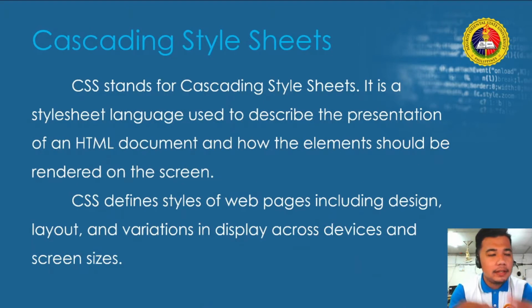So cascading style sheets, again, this is just a review. For sure you've already known this from last semester's discussions. Cascading style sheets, or CSS, stands for cascading style sheets. It is a style sheet language used to describe the presentation of an HTML document and how the elements should be rendered on the screen. Okay, so when we say style sheet language, this is the language used for formatting a markup, and the markup language that we are using is HTML. Again, CSS is for styling or formatting markup language. Markup language is HTML.